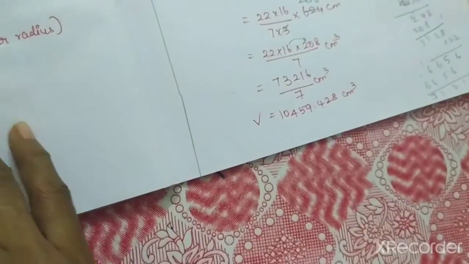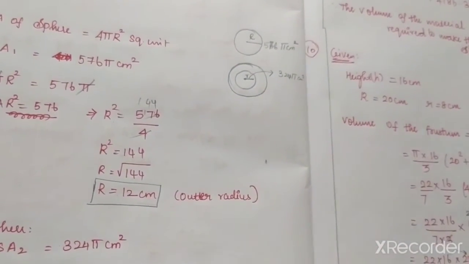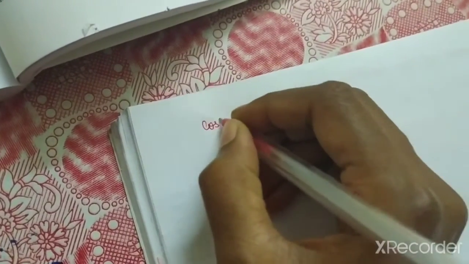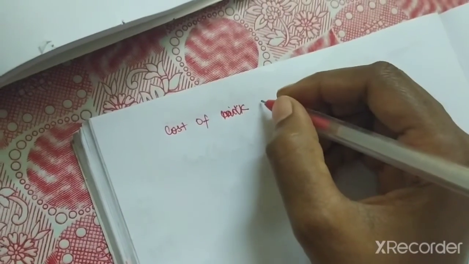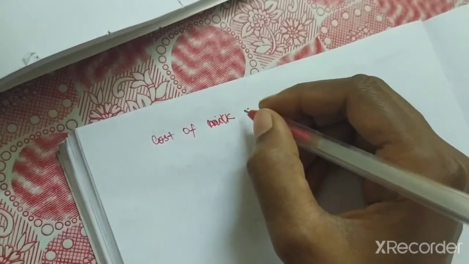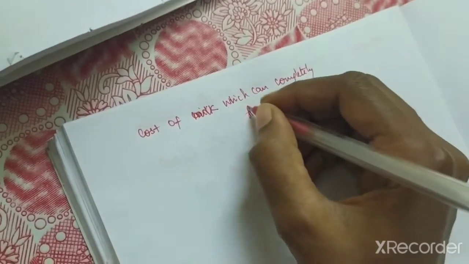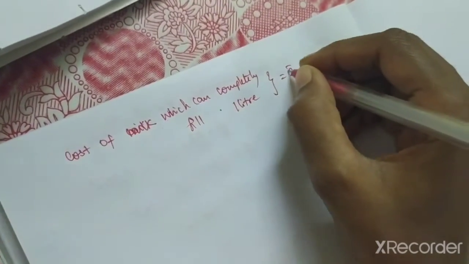So you know the volume of this. Then we are going to find out the cost of the milk, the cost of the milk which can completely fill the container. 1 liter equals rupees 40.